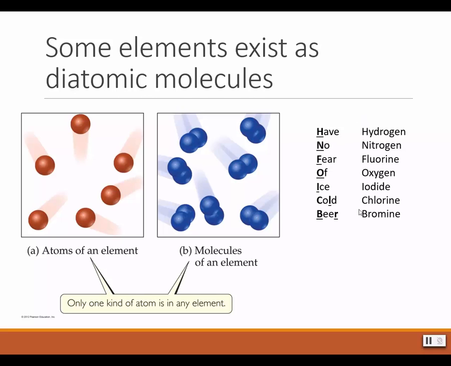And the way that I like to remember which elements like to be diatomic molecules is that mnemonic, have no fear of ice cold beer. And that mnemonic is a good way to remember that hydrogen, nitrogen, fluorine, oxygen, iodine, chlorine, and bromine all like to exist as diatomic molecules as their most stable state.